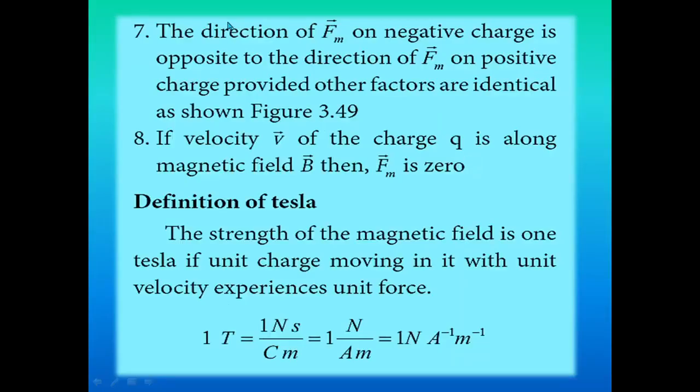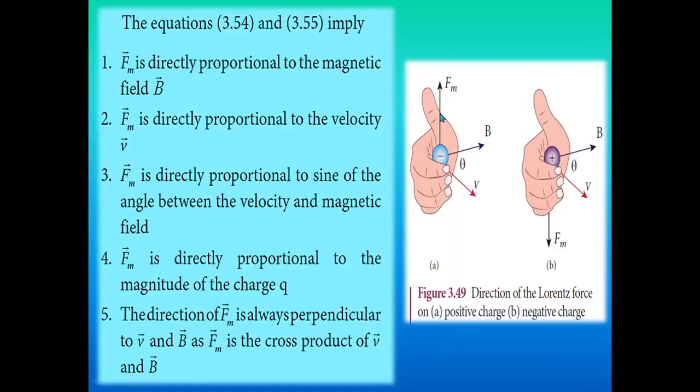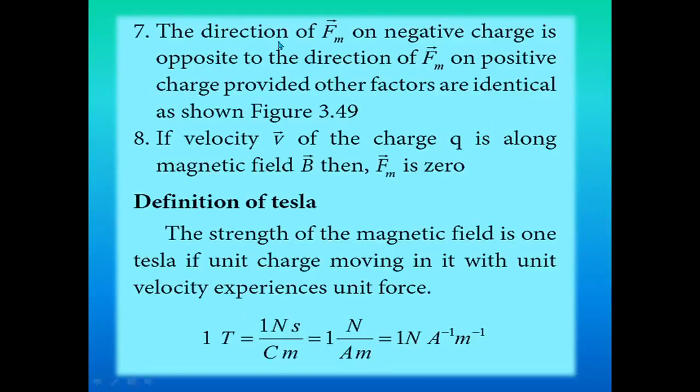Then the seventh point is the direction of Fm vector on a negative charge is opposite to the direction of Fm vector on a positive charge. If suppose a negative charge is passing through the electric and magnetic field, what happens? The direction of Fm vector on a negative charge is opposite to the direction of Fm vector on a positive charge, provided other factors are identical.